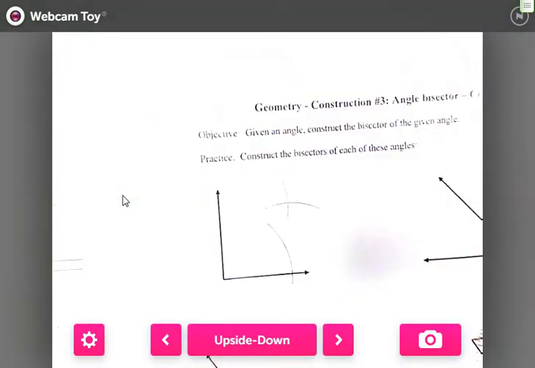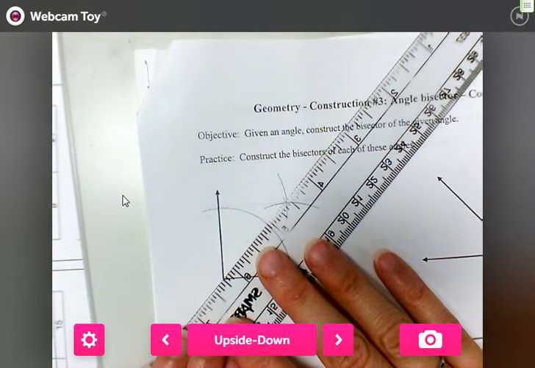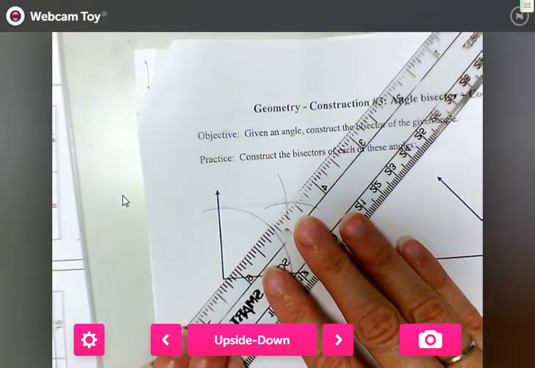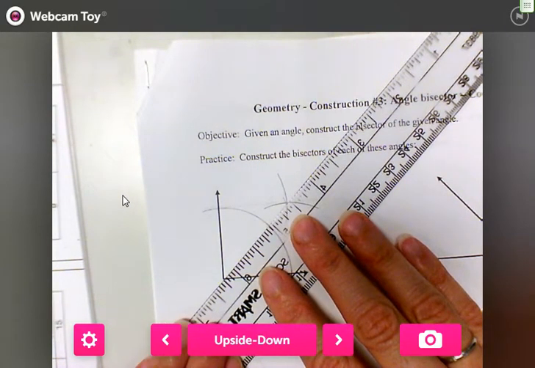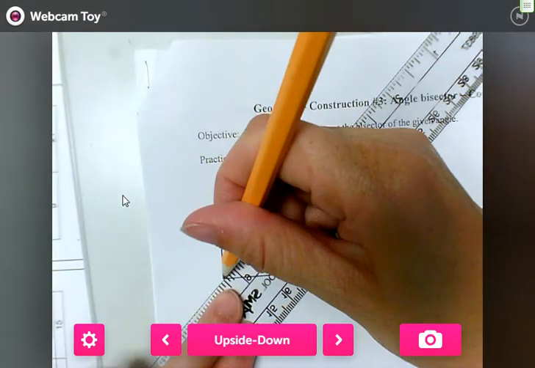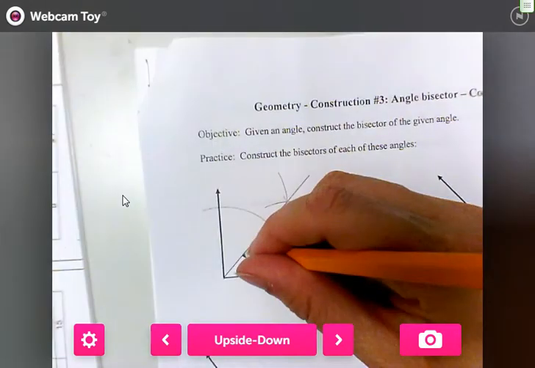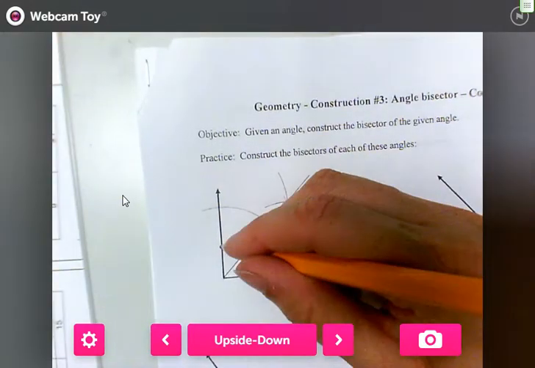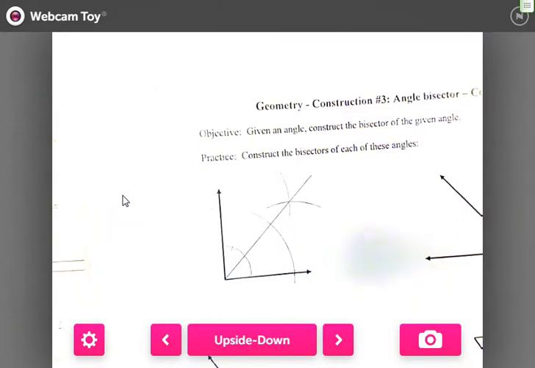And now where the vertex of my angle, where the 2 rays cross, and the intersection of those 2 arcs, I'm going to put my ruler there and draw a nice straight line. And I bisected my angle, so both these angles are now congruent. It is cut in half.